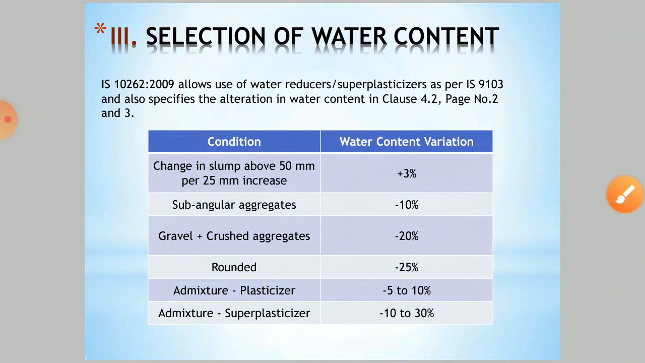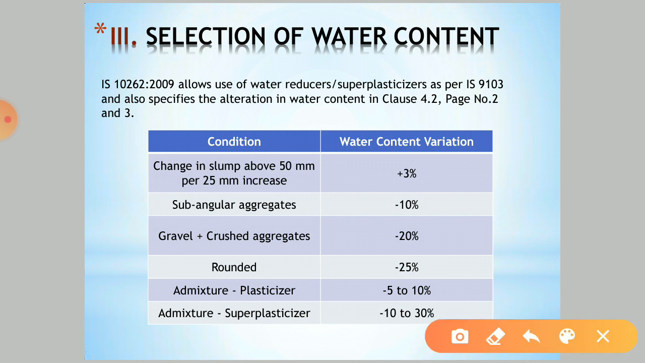Now the third point in water content: IS 10262-2009 allows use of some admixtures. You may call it a reducer, super plasticizer. This should be used as per IS 9103, and the alteration in water content is also specified in clause 4.2, page number 2 and 3 of IS 10262.